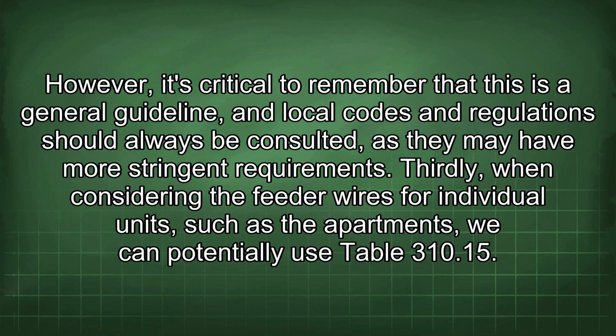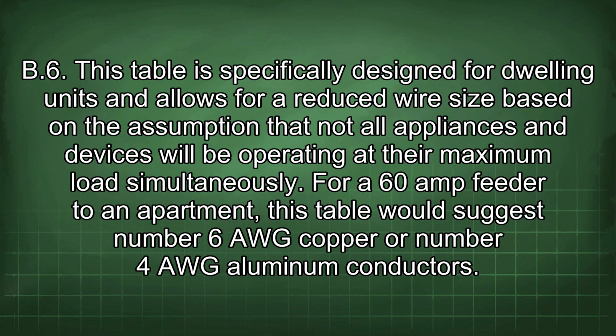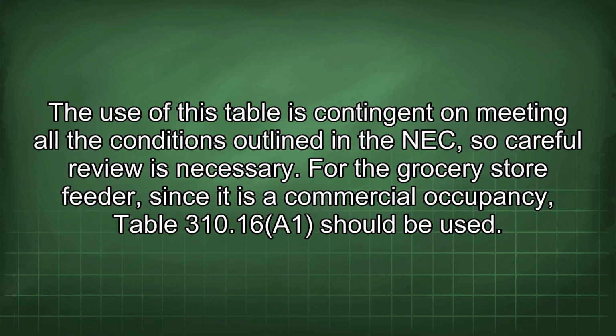Thirdly, when considering the feeder wires for individual units, such as the apartments, we can potentially use table 310.15 B6. This table is specifically designed for dwelling units and allows for a reduced wire size based on the assumption that not all appliances and devices will be operating at their maximum load simultaneously. For a 60 amp feeder to an apartment, this table would suggest number 6 AWG copper or number 4 AWG aluminum conductors. The use of this table is contingent on meeting all the conditions outlined in the NEC, so careful review is necessary.